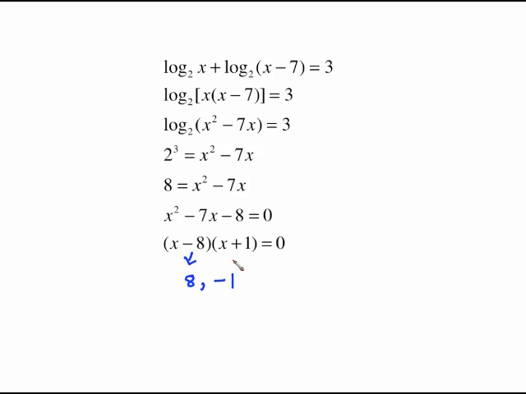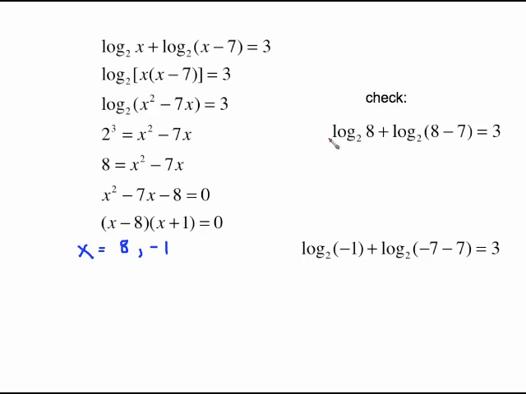This is where it becomes important for us to start checking. So here's the check written out. All I did on this first one right here was put 8 in for those x's. So log base 2 of 8 is 3, because 2 to the third gives me 8. Doing this right here, 8 minus 7 is just 1. Log base 2 of 1 is 0, because 2 to the 0th gives me 1, and that checks. So we're definitely going to keep the 8.